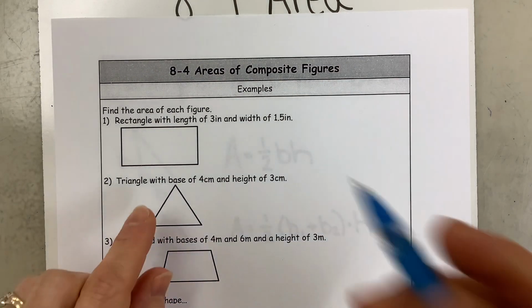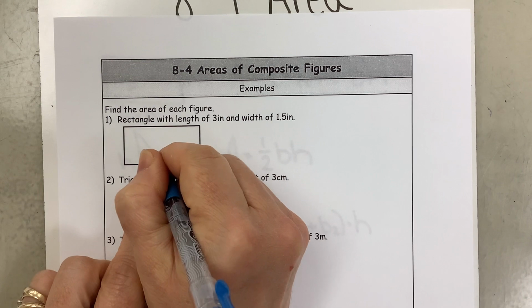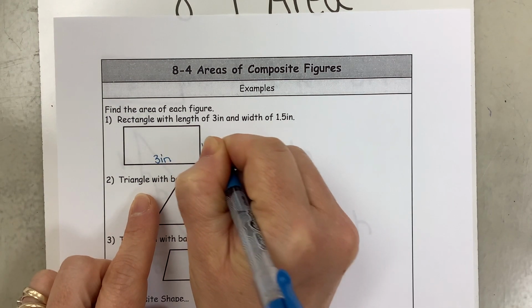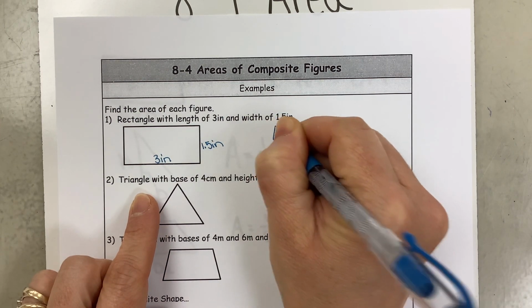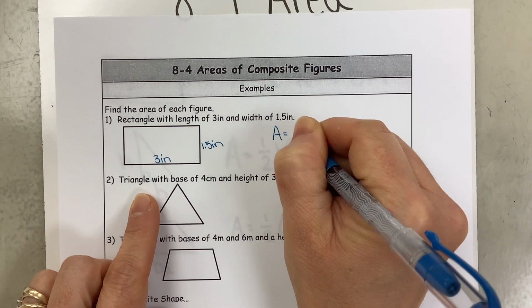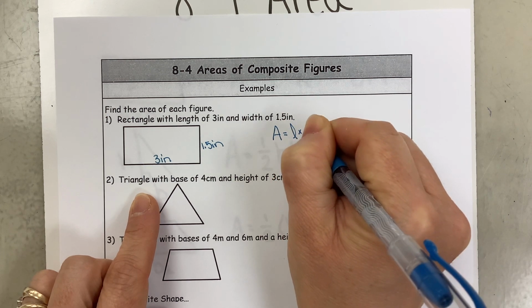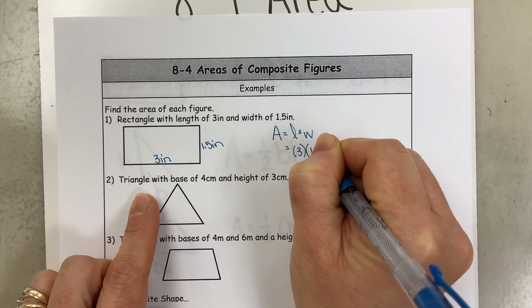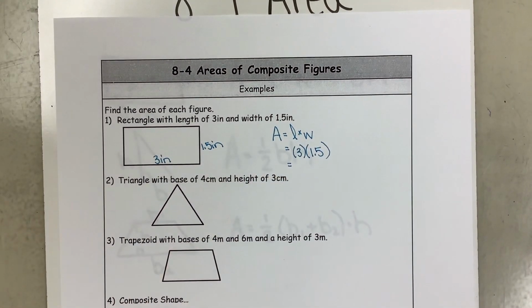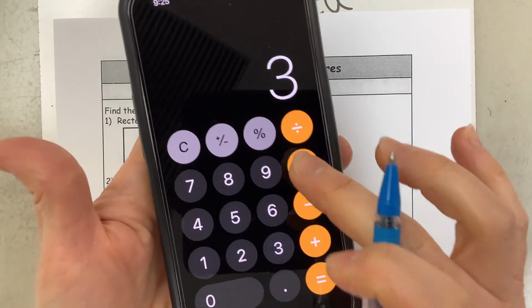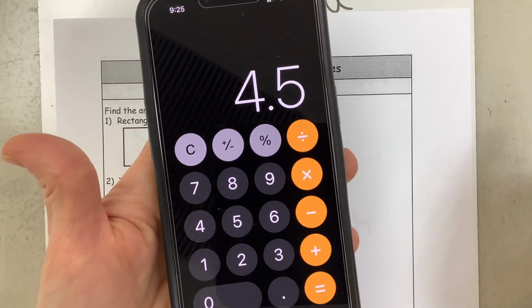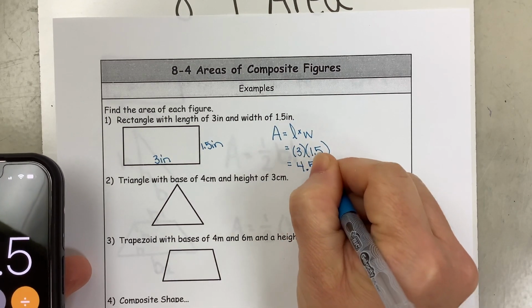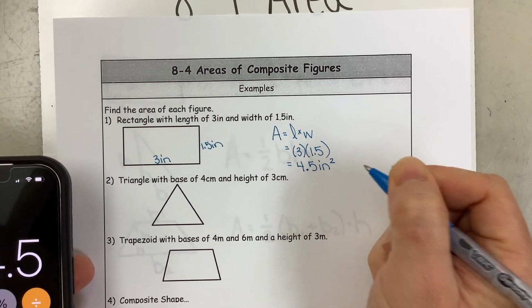So the first one, our length is 3 inches, so that means down here. Our width is 1.5 inch. So when we find area, we're going to do base times height, length times width, whichever one you're working with. So we have 3 times 1.5, and we get 4.5. We have an inch times an inch, so it is an inch squared.